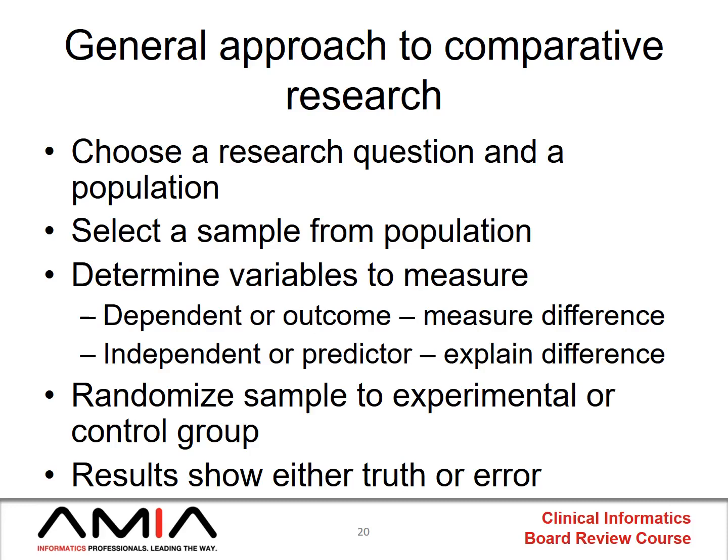We look at two categories of variables. The first is the dependent or outcome variable. This is what we actually measure, and we see whether there's a difference obtained in our measurement. There are then other variables that are independent or predictor variables that explain the difference. We randomize the sample to experimental or control group, and then we obtain results that show that there is either truth in what we have found or that there has been error.